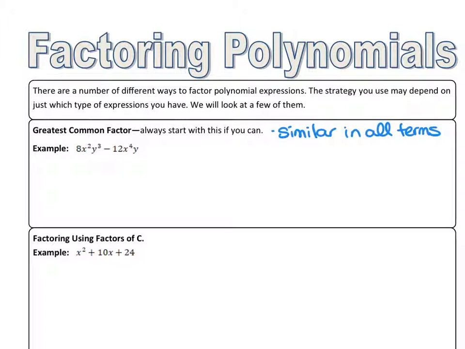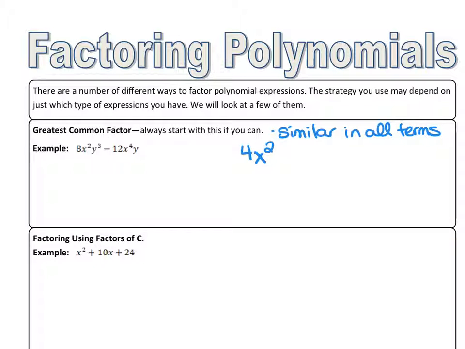Now, when we look at this one, what I want to do is look at what's similar between the coefficients, the numbers in front, and what's similar in the variables and their exponents. In this case, I notice that we have an 8 and a 12, and they can both be divided by 4. So you're looking at what they can both be divided by. They both have x's. One is x squared and one is x to the 4. When you do this, you always want to take the one with the smallest exponent, so x squared.